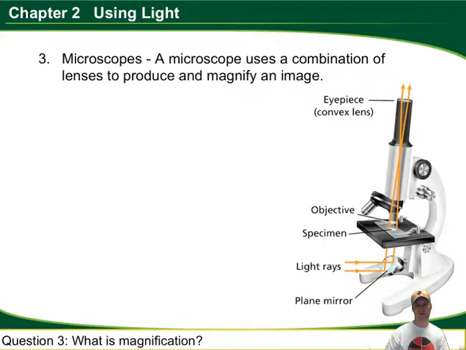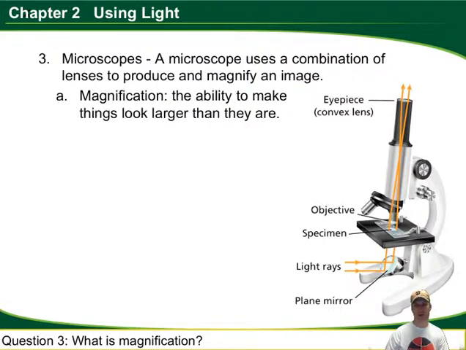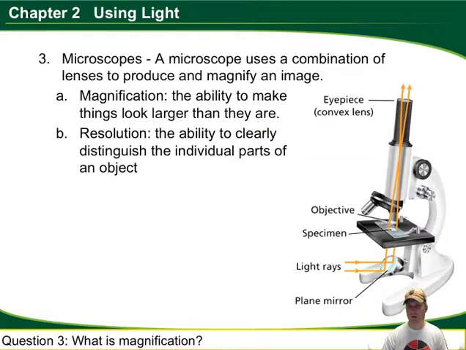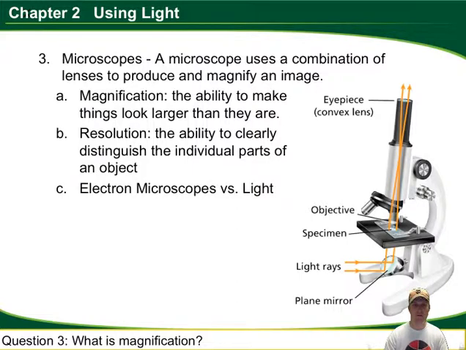So microscopes use a combination of lenses to produce and magnify an image. And the magnification is just the ability of microscopes to make things look larger than they actually are. Okay, and magnification is great because it allows us to study in more detail objects that normally would be too small for us to study. Resolution on a microscope is the ability to clearly distinguish the different parts of an object. So you can have great magnification, but if the resolution's not high, then it's going to be hard to see and decipher the distinct differences between parts of an object.